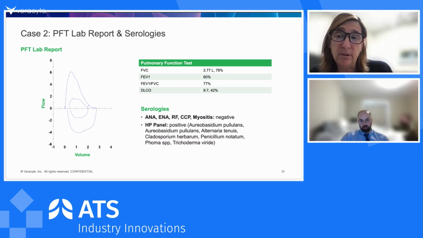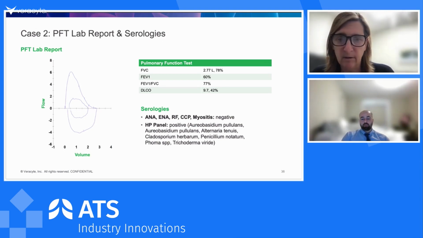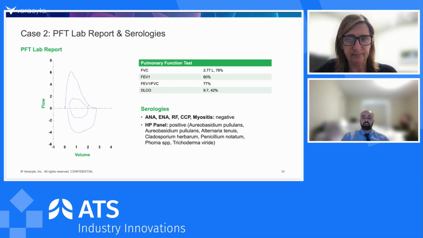I think people all use them differently. So that's a long answer. The short answer is I do not know the percentage. A lot of people will have positive exposure at some point in their life to these common molds. Sometimes patients won't remember even that they had an exposure until you have the HP panel. No, that's true. Absolutely true.